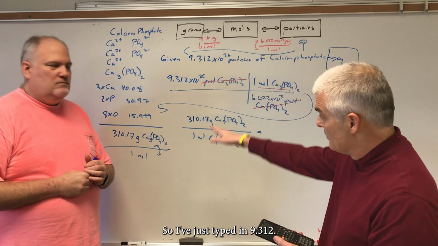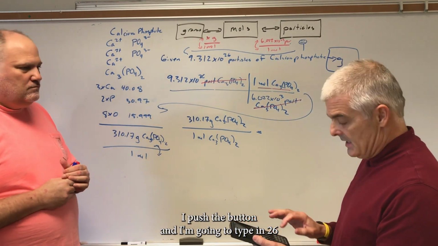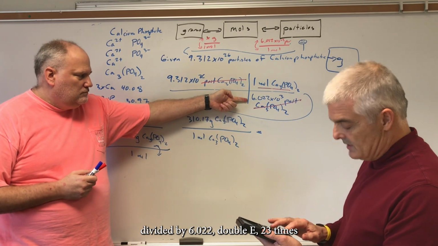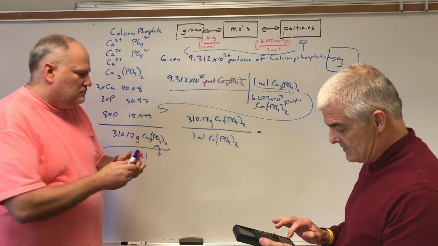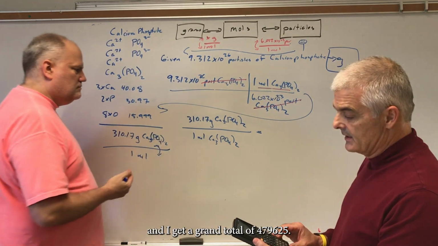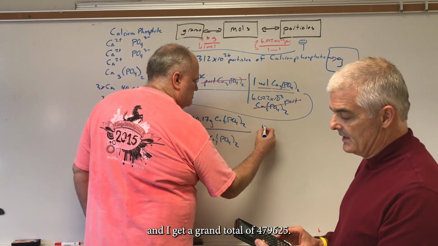So I've just typed in 9.312, I push the double E button, and I'm gonna type in 26, divided by 6.022 double E 23 times 310.17. And I get a grand total of 479,625.